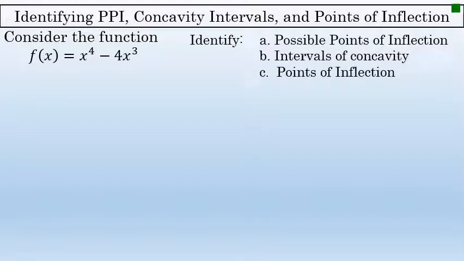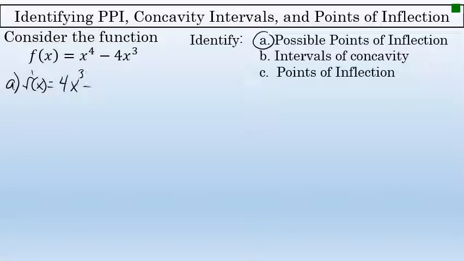Let's take the function f of x equals x to the fourth minus 4x to the third and talk about the concavity of this function. First, let's find the possible points of inflection. Possible points of inflection are points that have an x value where the second derivative is equal to 0. So we'll begin by finding this function's second derivative.